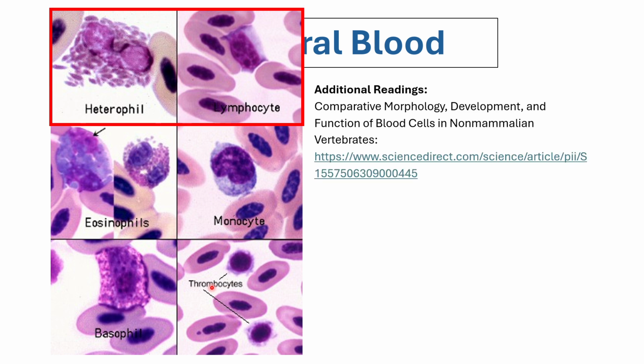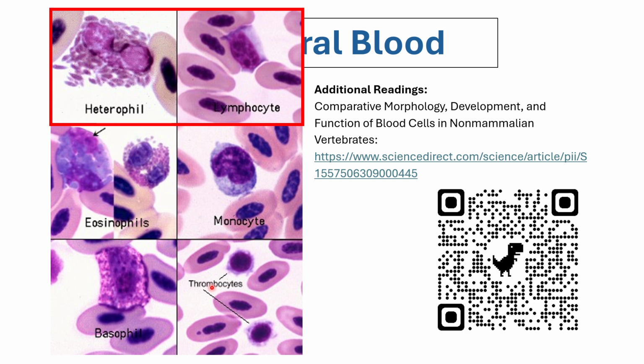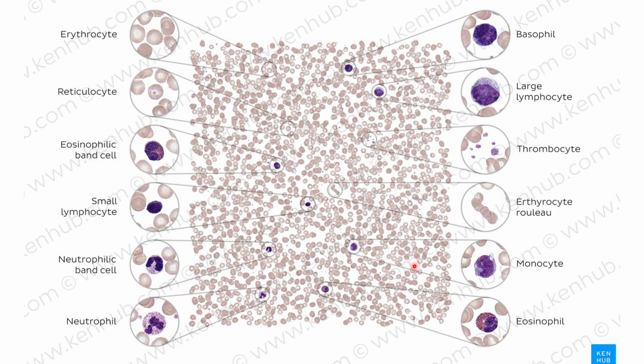Okay? If you want to know more about the different white blood cells and other cell components of the peripheral blood of non-mammalian species, iguana, reptiles, turtles, whatever, this link to a journal article is a very interesting read and will tell you more about that.